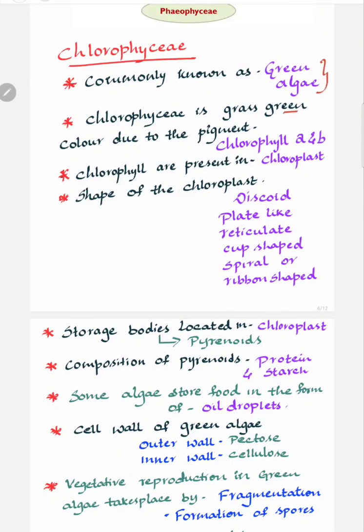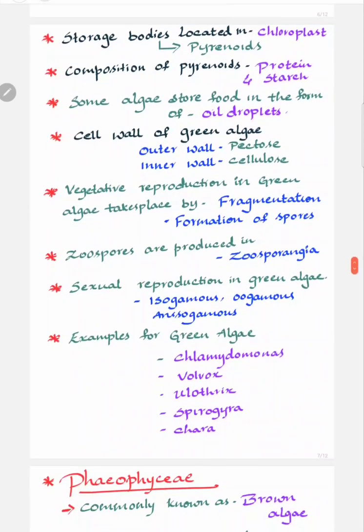Because they are grass green in color due to the pigments known as chlorophyll A and chlorophyll B, and this chlorophyll is present in a structure called chloroplast. The shape of the chloroplast in Chlorophyceae is discoid, plate-like, reticulate, cup-shaped, spiral or ribbon-shaped. The storage bodies are located in the chloroplast, and they are known as pyrenoids.